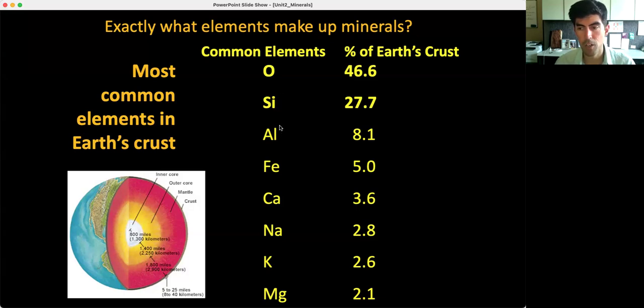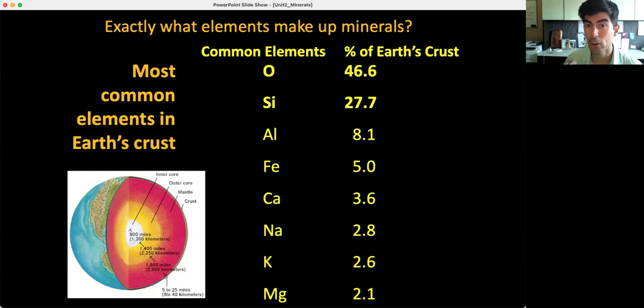Now, if we were to look at the remaining portion, those elements would be aluminum, which accounts for 8%. Iron, Fe, accounts for 5%. Ca is calcium, 3.6%. Sodium, Na, is 2.8%. Potassium, the symbol K, 2.6%. And magnesium, Mg, at 2.1%. I think in total, this is around 98% of the Earth's crust. All of the other elements in the periodic table are accounted for in the remaining 2%.